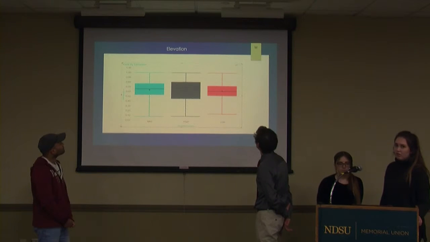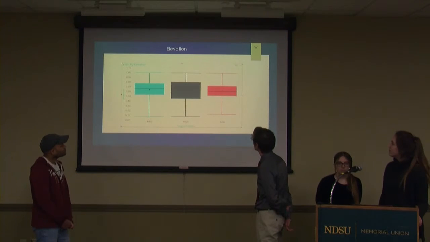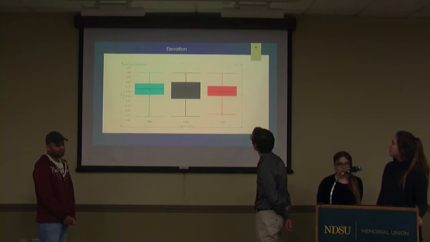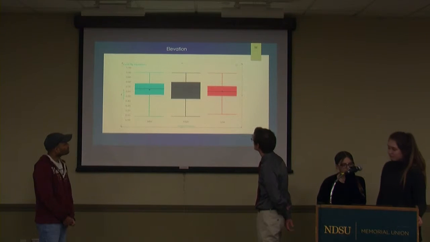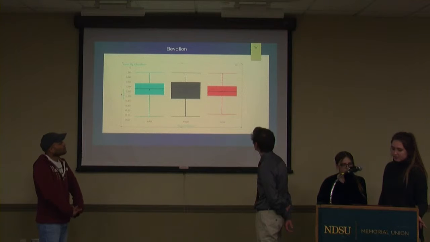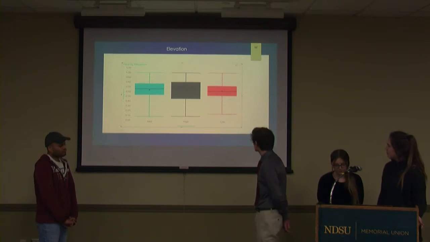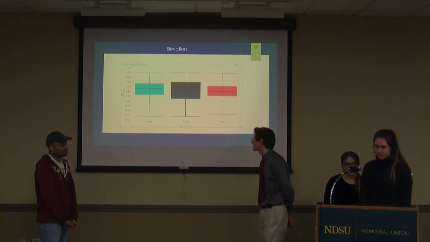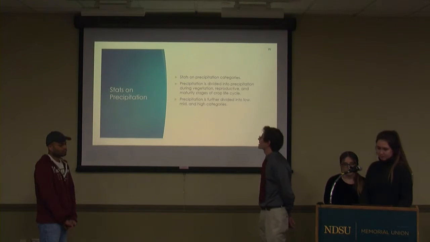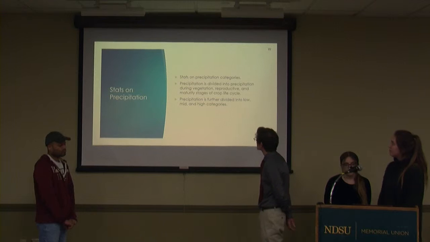So clearly the high category has the largest partition of the yield, and also it seemed to have the most yield as well. So in addition to the elevation visual, we also performed statistics on the precipitation and its relationship to yield.